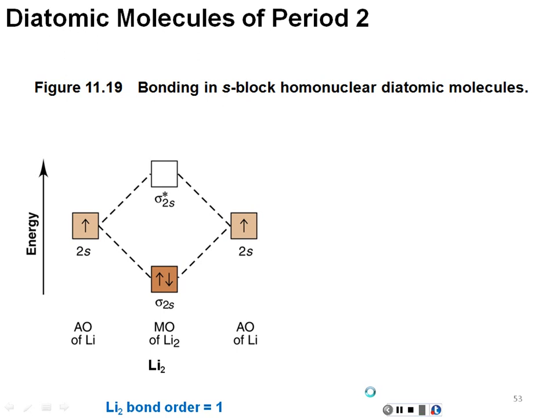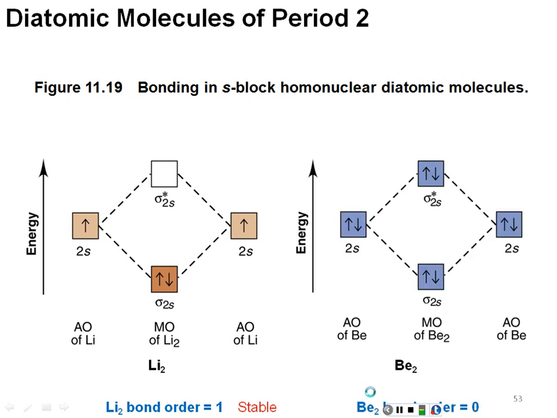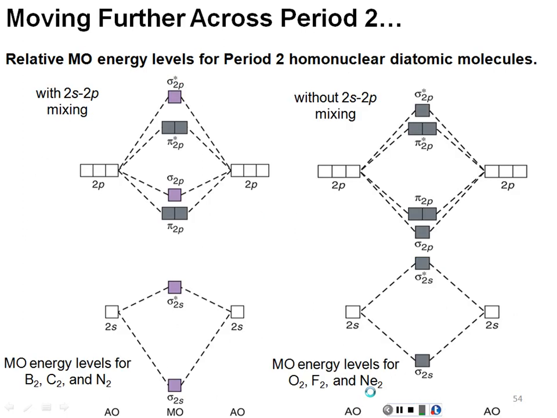So lithium-2 looks an awful lot like H2. It has a bond order of 1. It's a stable molecule. When we look at beryllium-2, this looks a lot like helium-2. Right? It has the same number of electrons in anti-bonding orbitals that it does in bonding orbitals. So its bond order is 0. It's not stable.